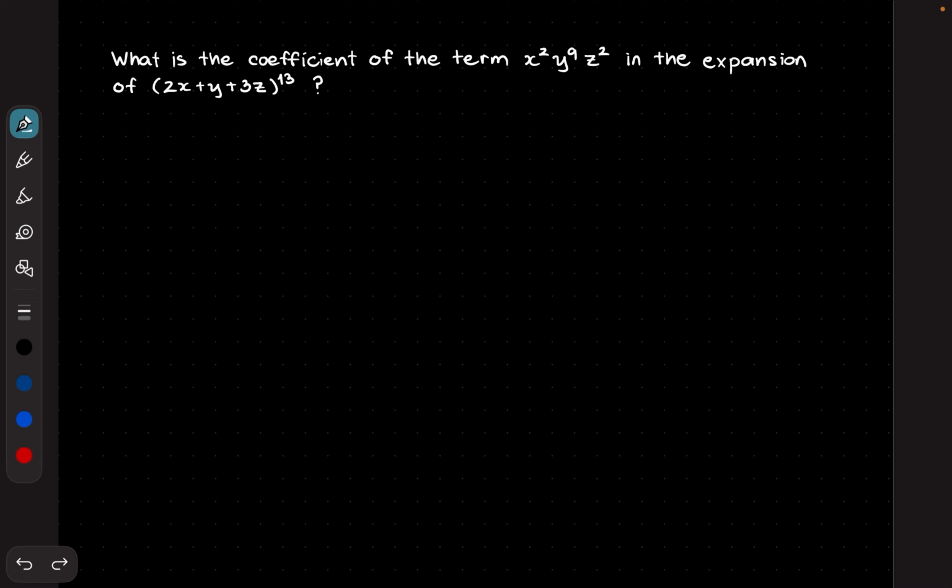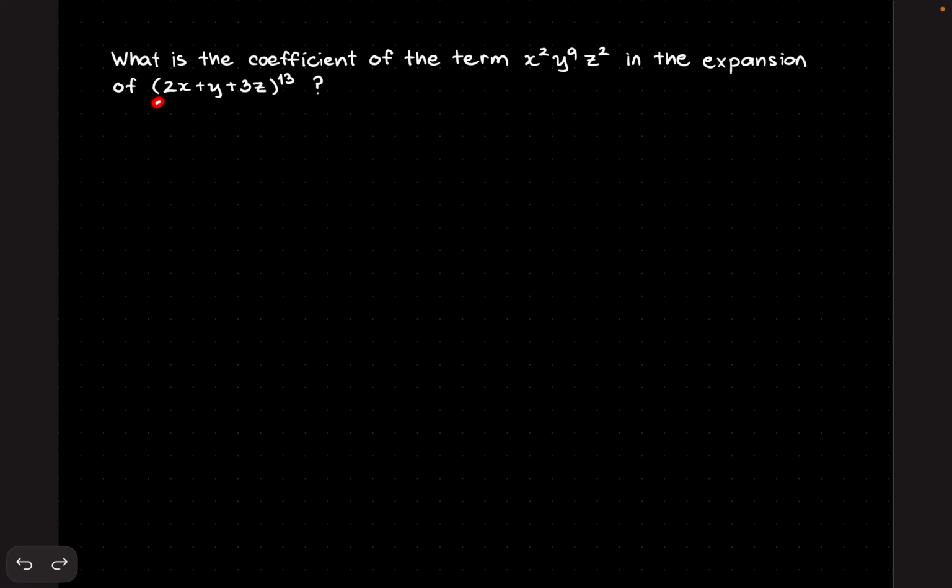So in this video, we'll be solving this problem. What is the coefficient of the term x squared y raised to 9 z squared in the expansion of this quantity (2x + y + 3z) raised to 13? Before we start, I suggest that you try this first on your own before you proceed on the video.